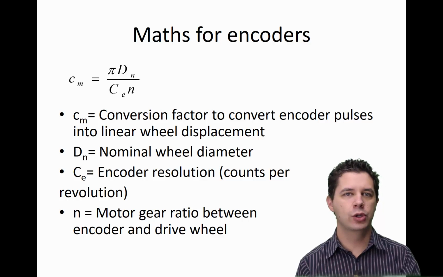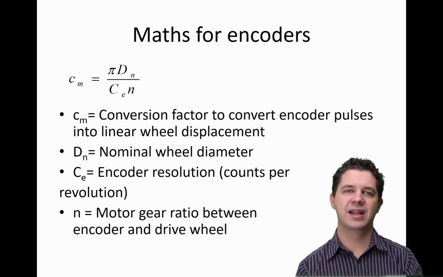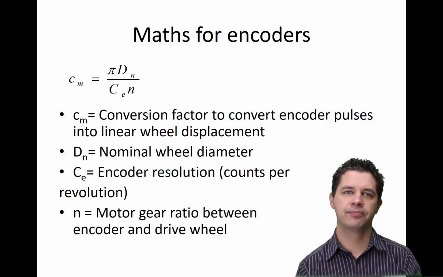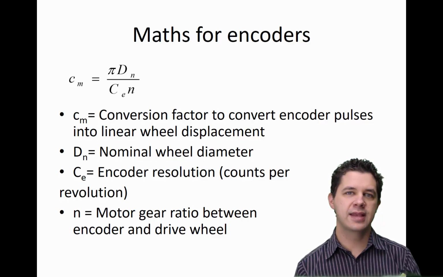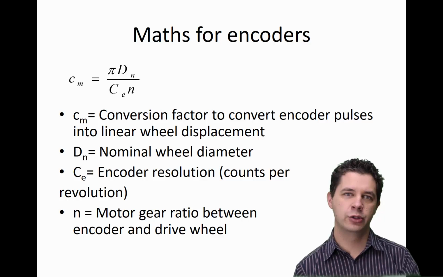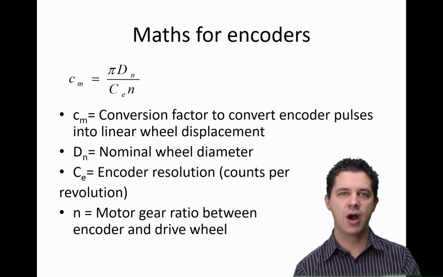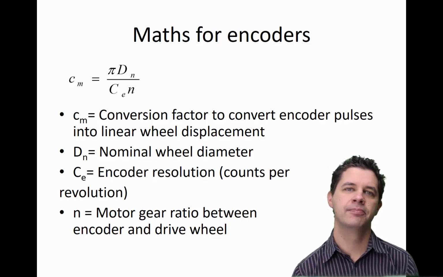We've also got our encoder resolution, so number of counts per revolution of that encoder. And n is our gear ratio between our encoder and our drive wheel. So if it's 1 to 25 or 1 to 100 or whatever it may be.